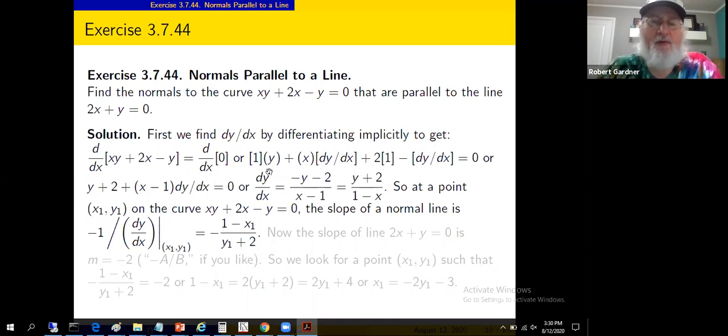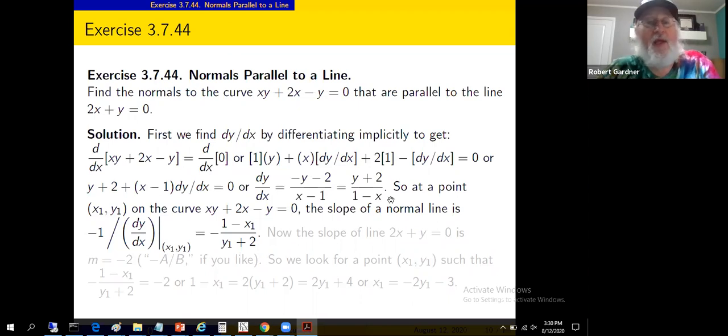Cleaning it up a little, we've got y plus 2. Here's a dy dx times x. Here's a dy dx times negative 1. So we can do a little factoring there. Move the y plus 2 to the right-hand side. It becomes negative. Divide by x minus 1. Maybe manipulate the negatives a little bit. And we can solve for dy dx as y plus 2 over 1 minus x.